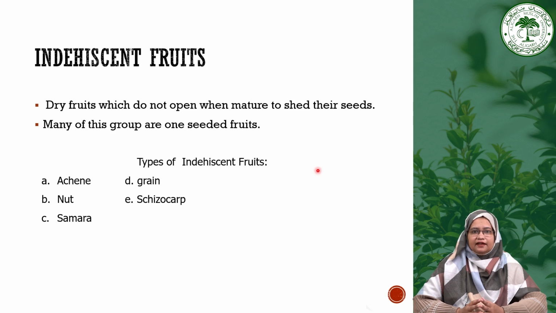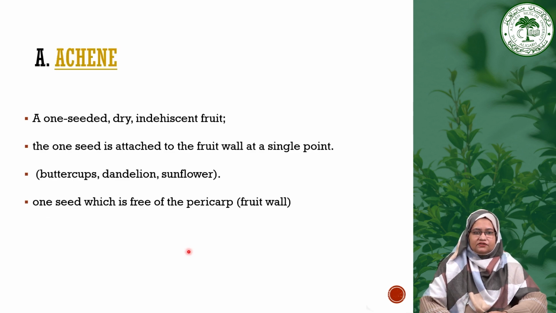Now moving towards the next category of dry fruit, that is the indehiscent fruit. As the name indicates, these are dry fruits which do not open when mature or shed their seeds, and many of these groups are one-seeded. They have many different types of indehiscent fruit like achene, nut, samara, grain, and caryopsis. All these are the different categories and types of indehiscent fruit that generally have a one-seeded structure.